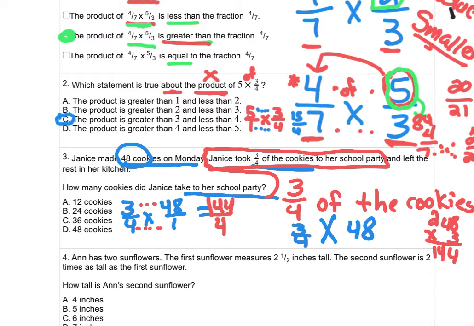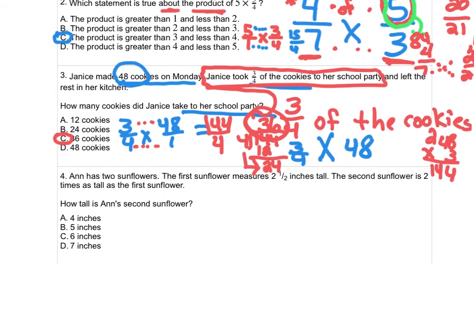You know you can't leave it 144 over 4. It's an improper fraction, so make it a mixed number. 144 divided by 4, that'll go 3 times. That's 12. Subtract. 4 going into 24 6 times. So your answer is, how many cookies did Janice take to her party? Of the 48 cookies, she took 36. That's it. All right, let's do one more.